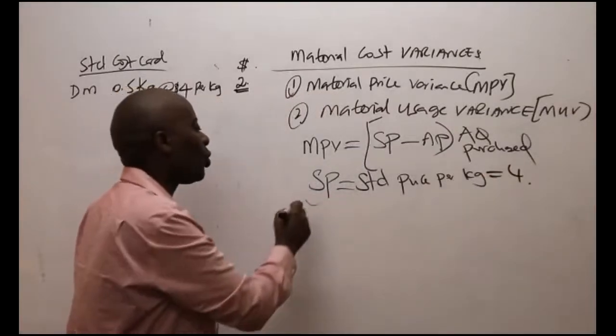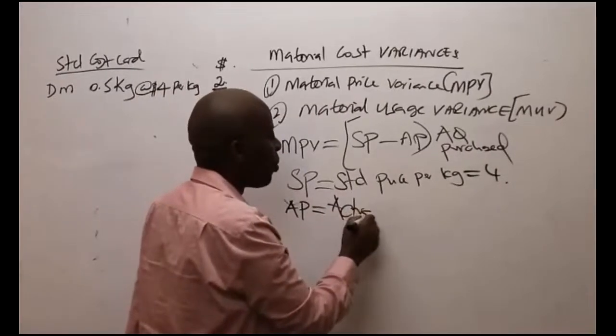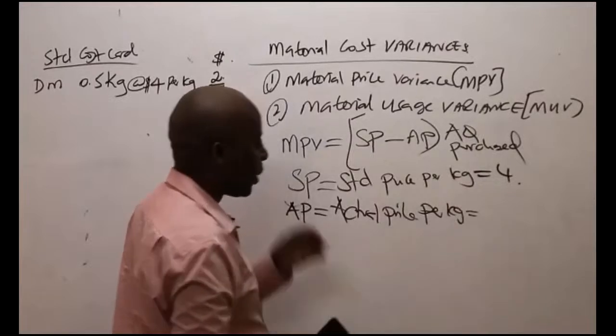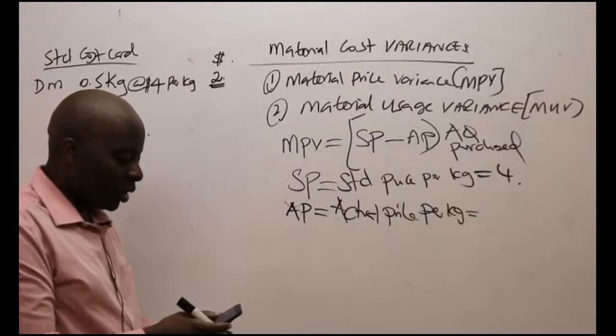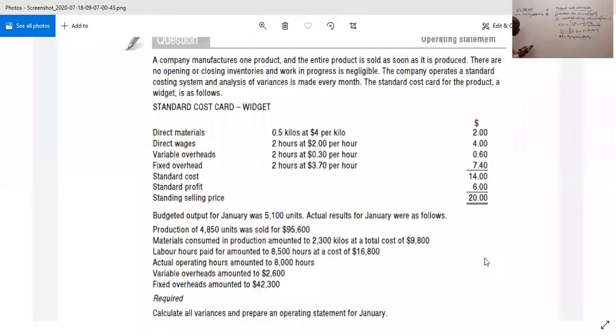So then go straight away to the actual information and pick for us. This AP is actual price per kilogram. If you look at the pinned question, go to the actual information, the information which is given after the standard cost card table. They are telling us budgeted output for January was 5,100 units. And then we have the actual results for January as follows.